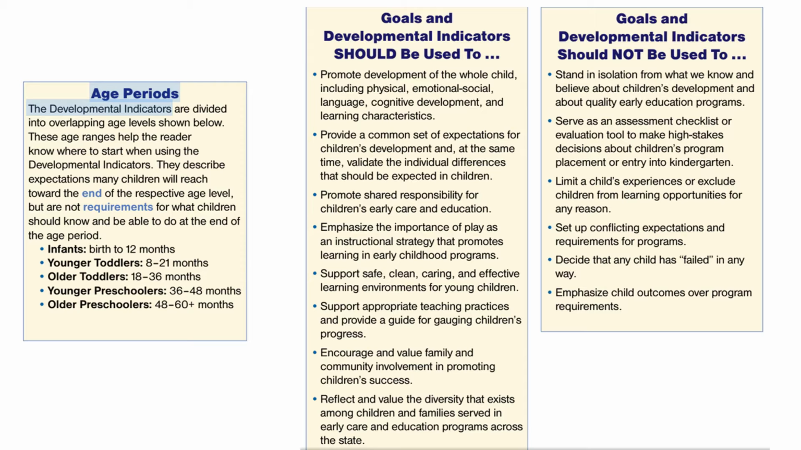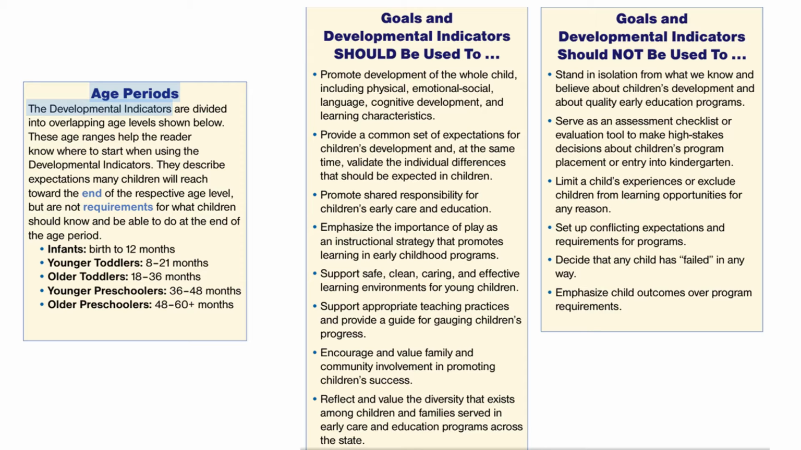Provide a common set of expectations for children's development. It promotes a shared responsibility for all of us in the early childhood field in North Carolina. We all know infants through age 5, or infants through older preschoolers, should be using these developmental indicators, these goals, these subdomains, and these domains for ensuring that children's development is on track as they leave childcare environments at the preschool age.